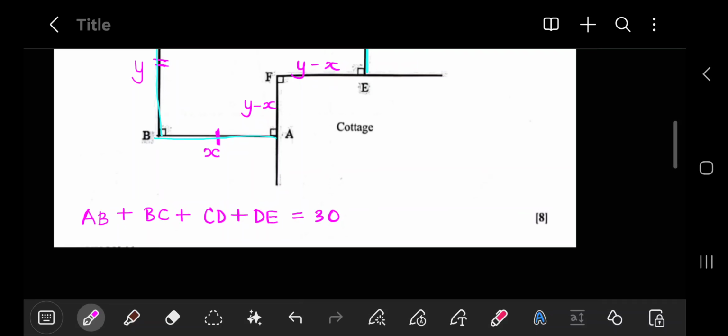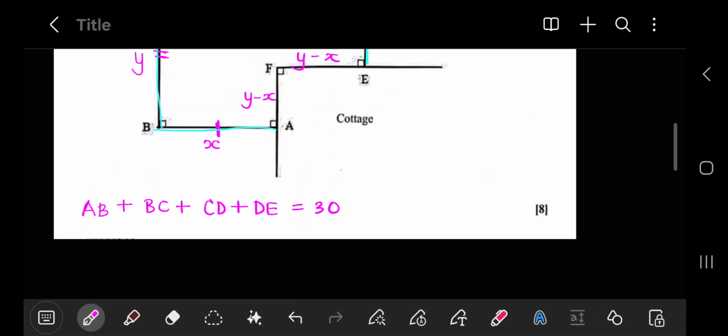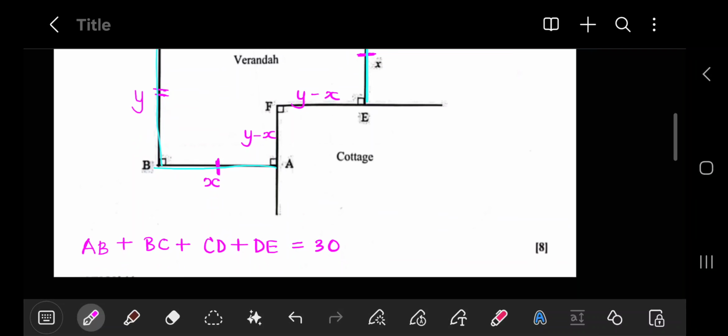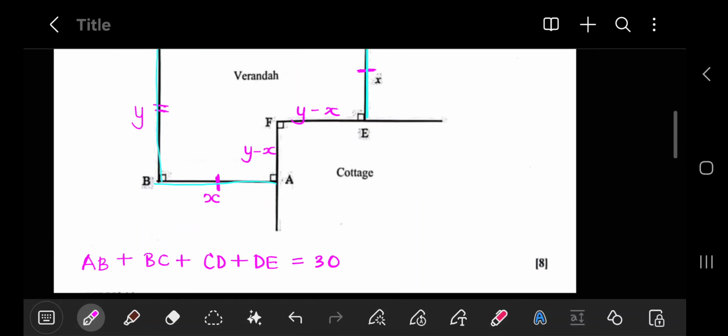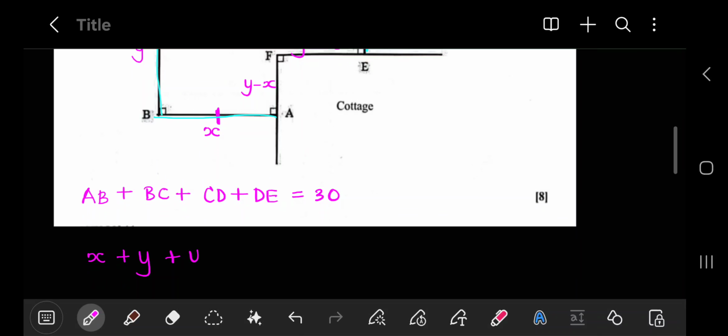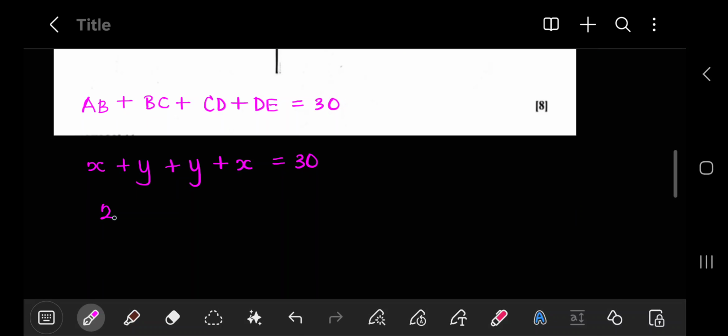Now let's replace all of these sides with their lengths. That is going to be X plus Y plus Y plus X is equal to 30. If we simplify the left-hand side, we have 2x plus 2y is equal to 30, and we can divide throughout by 2. So we have x plus y is equal to 15.